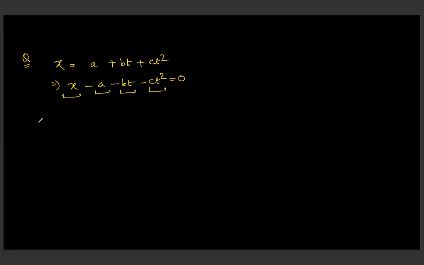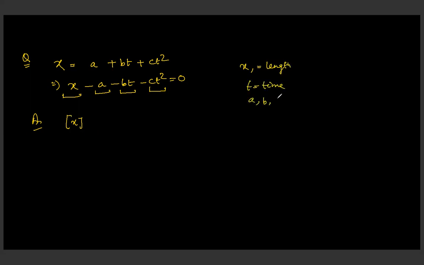Let's move to the next question. The last two equations were dimensionally incorrect. Let's check with the next one. x is equal to a plus bt plus ct square. I can also write it as x minus a minus bt minus ct square should be equal to 0. So that means the dimension of each of these terms should be equal. We have to check the dimensional correctness, right? The dimension of x is length, that is given over here, and t is time.